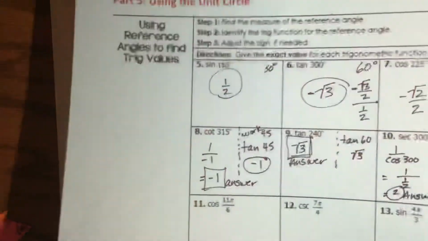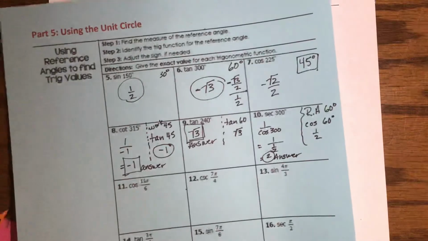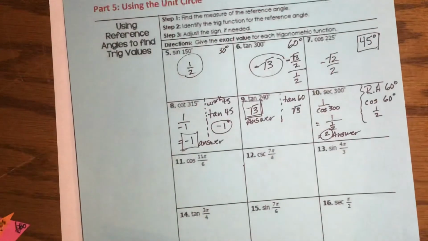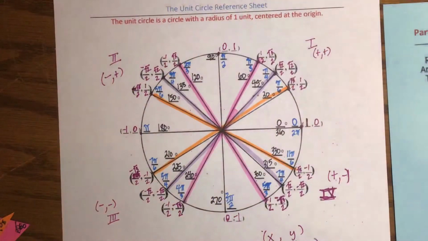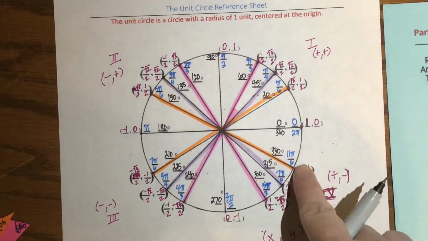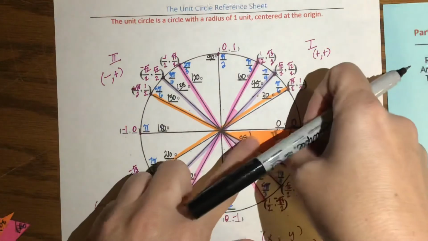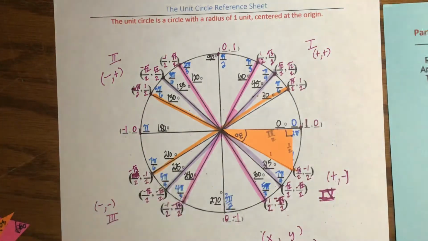Let's do some with pi. I know this is going to be a little bit on a long video, but that's okay. It's an important thing. All right, 11 pi over 6. So finding 11 pi over 6. Here we are in the fourth quadrant. It's orange. Okay, so I'm there.